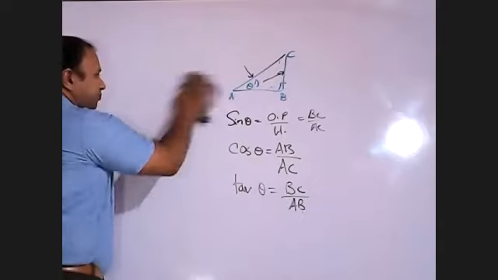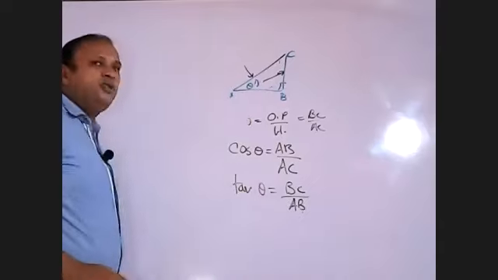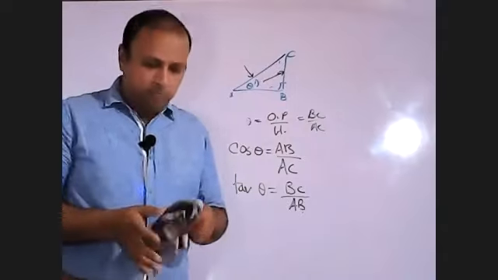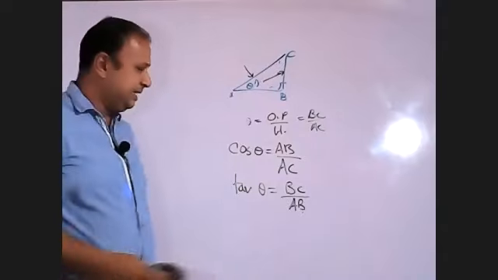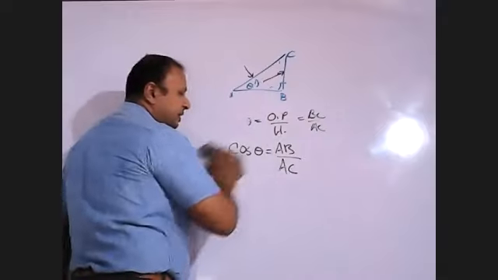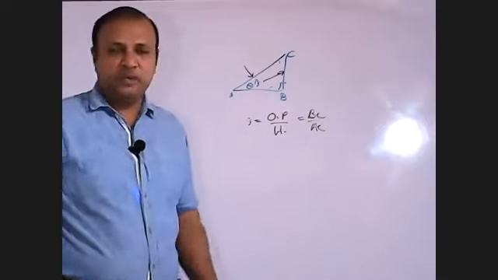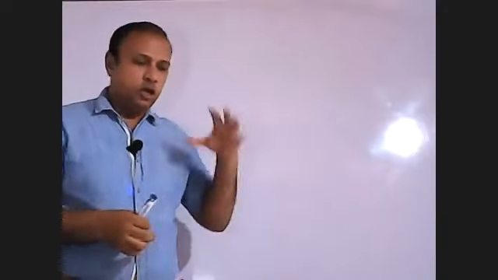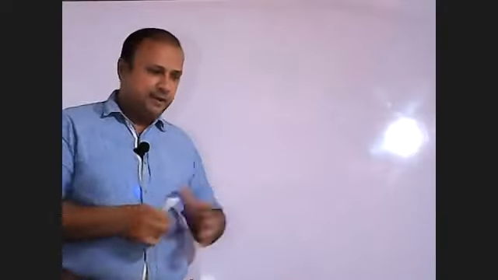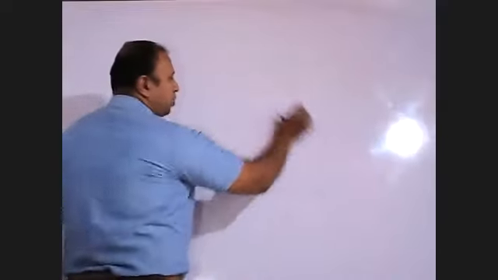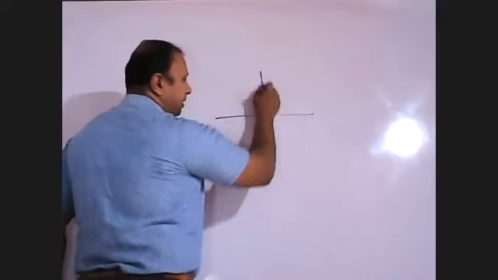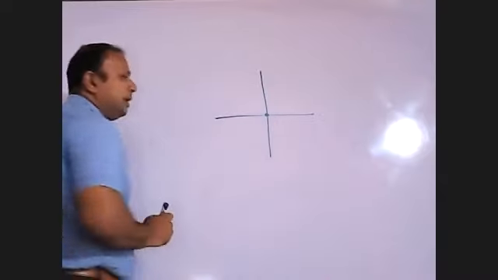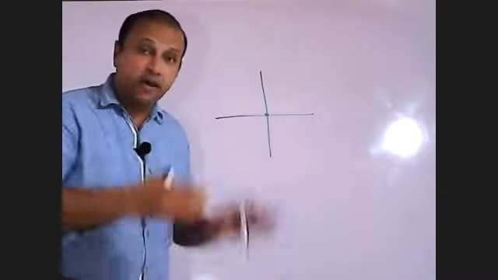Therefore, we have defined another special method called the unit circle. We have defined sine, cos, and tan values using a circle, a unit circle. A unit circle is a circle whose center is the origin.